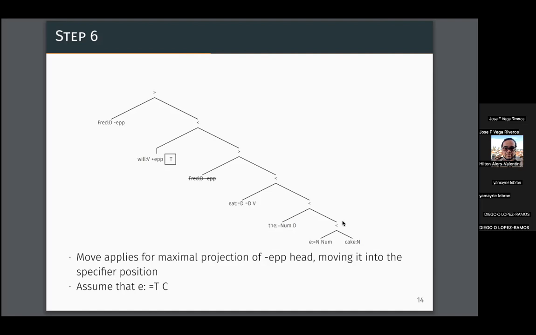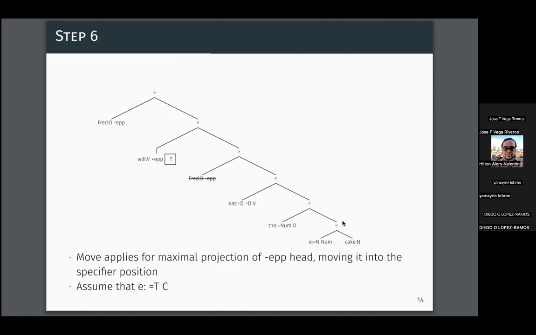Eat selecciona a Fred como agente, ¿no? Who's doing the eating, ¿no? Y selecciona the cake. Este nodo que está aquí representa the cake. Pero the cake a su vez se compone de the, que es determinante, y cake en singular. ¿Okay? Así que esta es la estructura interna de the cake.